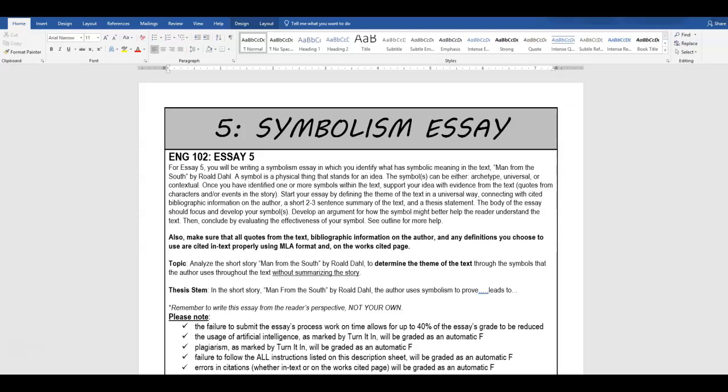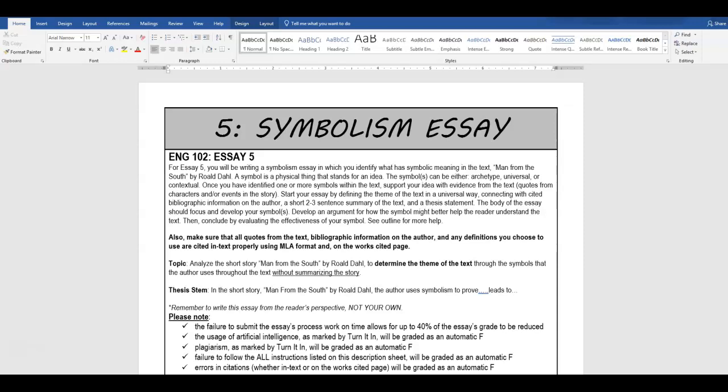As always, you will start your essay by defining the theme of the text in a universal way, connecting with bibliographic information on the author, a short 2 to 3 sentence summary of the text, and then your thesis statement. The body of the essay should focus and develop your symbol or symbols. Develop an argument for how the symbol might better help the reader understand the text. Then conclude by evaluating the effectiveness of your symbol.